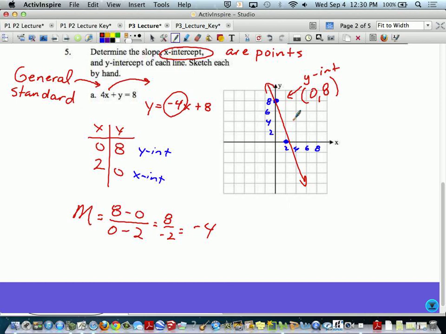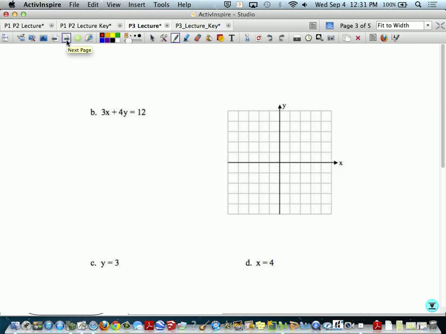So many students get in the habit of saying the y-intercept is just y equals 3, right? Well, what is y equals 3? That's a horizontal line. So that's why you have to be careful. Points, line. You guys are awesome. All right.